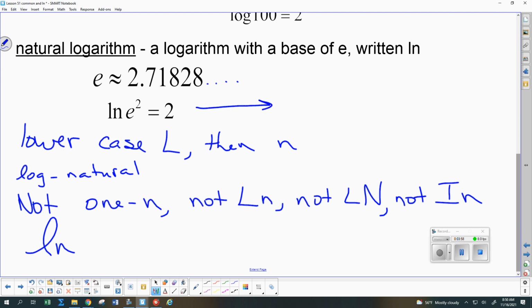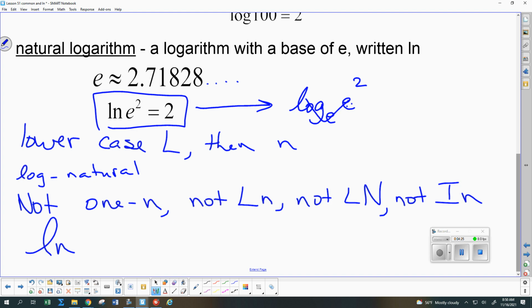Now this one, since the base is e, that's the same as log base e of e squared. And we know log base b of b goes away, log base 5 of 5, log base e of e goes away. That's why they're saying that the natural log of e squared is just 2. So everybody good with that?